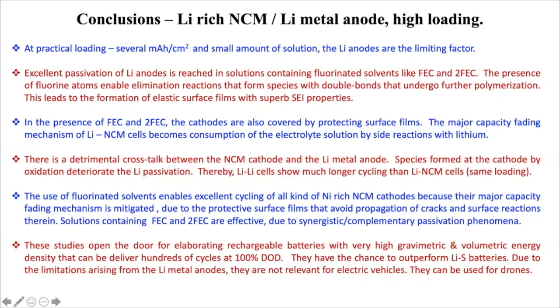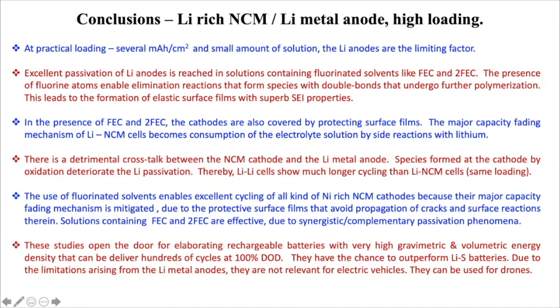It appears that excellent passivation of the lithium anode is reached when we have FEC and 2FEC. These species work very well together. We can form an initial surface film by 2FEC, and then FEC in solution continues to work as a healing agent that keeps the surface films in good shape during prolonged cycling. The presence of fluorine atoms enables elimination reactions that form species with double bonds that undergo further polymerization. This leads to the formation of elastic surface films with superb SEI properties.